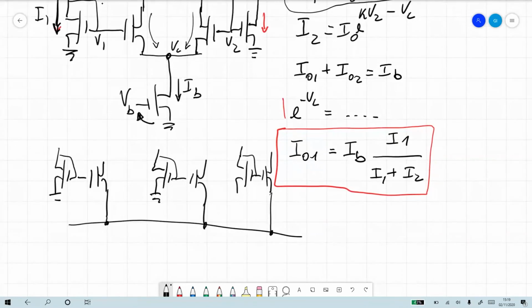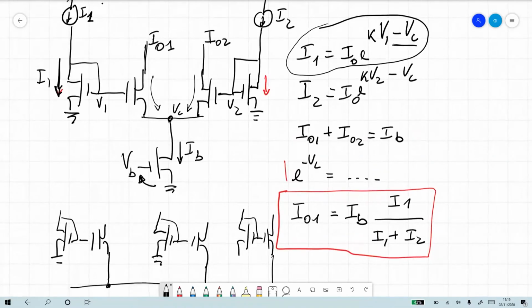How can you know then that the drop from V1 to VC is going to be the same as the drop from V1 to ground that gives you I1, that mirrors it to IO1? That's the whole point: the drop from V1 to ground is different from the drop from V1 to VC. Otherwise, IO1 would be identical to I1, but it's not. IO1 is a scaled version of I1. It's multiplied by IB, and then normalized by the sum of the two, I1 and I2.